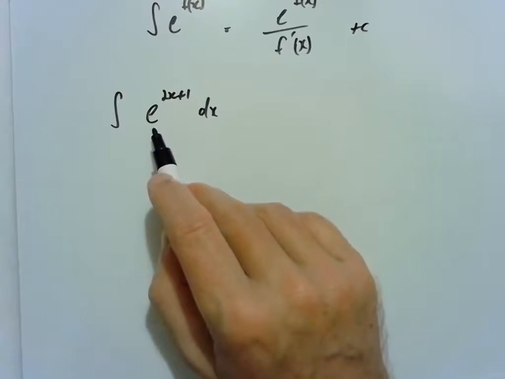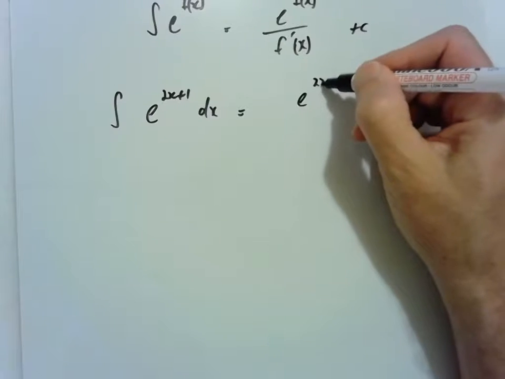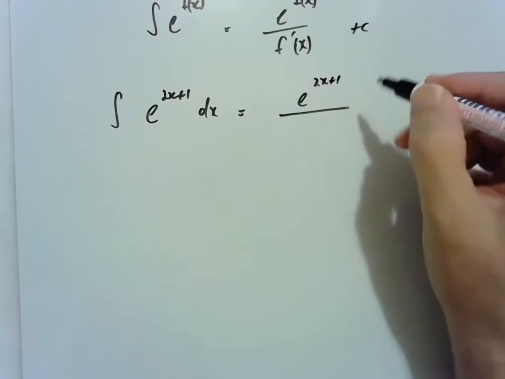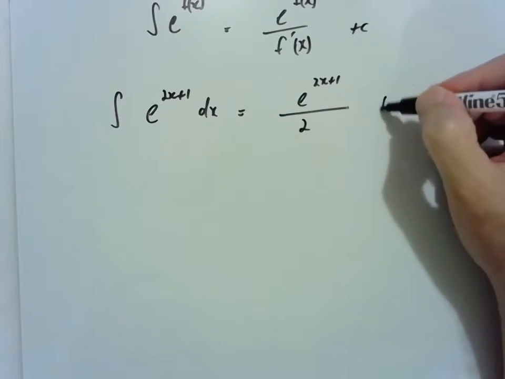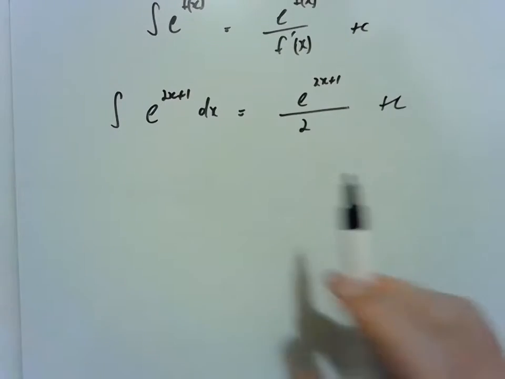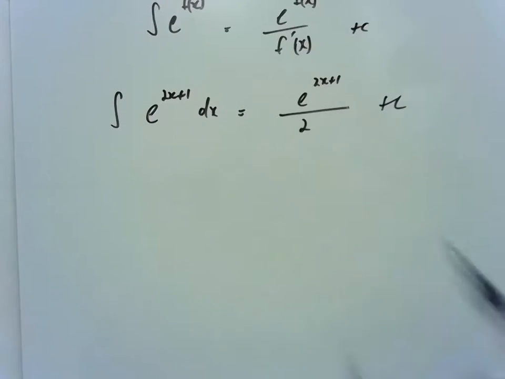So here, when we're integrating e to the 2x plus 1, we simply go e to the 2x plus 1 and we're going to divide it by whatever the derivative of 2x plus 1 is, and that's 2, and then add the c. Really, I can't do any more setting out than that. That's just the answer. There's nothing else to do there.